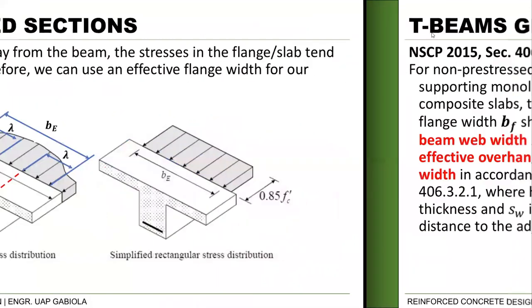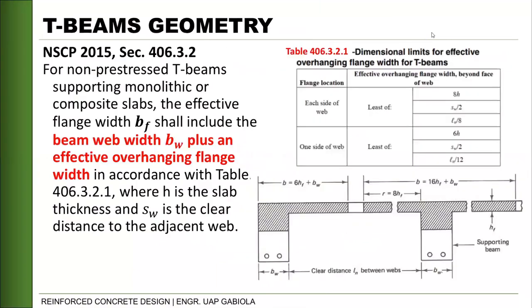So yung formula niya is this one. So, wait lang, yan. NSCP 2015 section 406.3.2 states that for non-prestressed T-beams supporting monolithic or composite slab, yung effective flange width bf daw natin shall include the beam width bw plus an effective overhanging flange width in accordance to table 406.3.2.1. So this table, no? So ano ba yung overhanging flange? So ito yung ating beam section. Ang overhanging flange na syempre, itong portion na to. Okay? Yan yung overhanging flange natin.